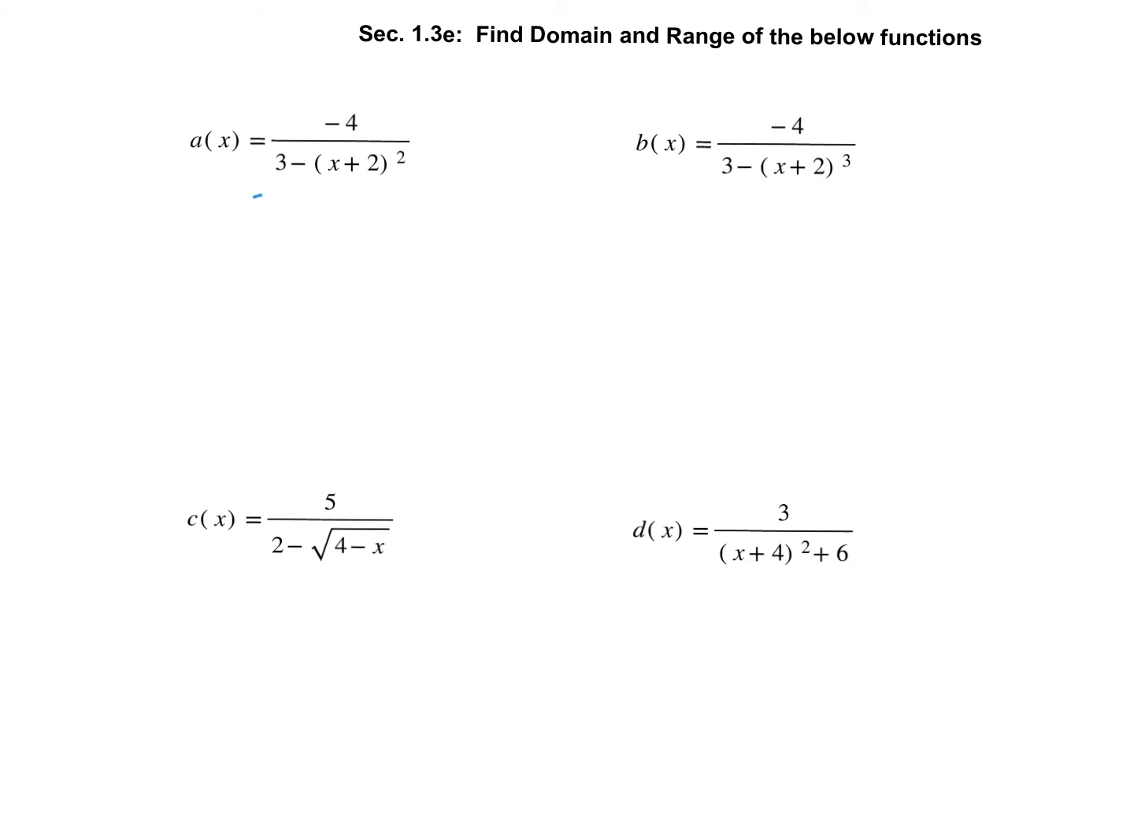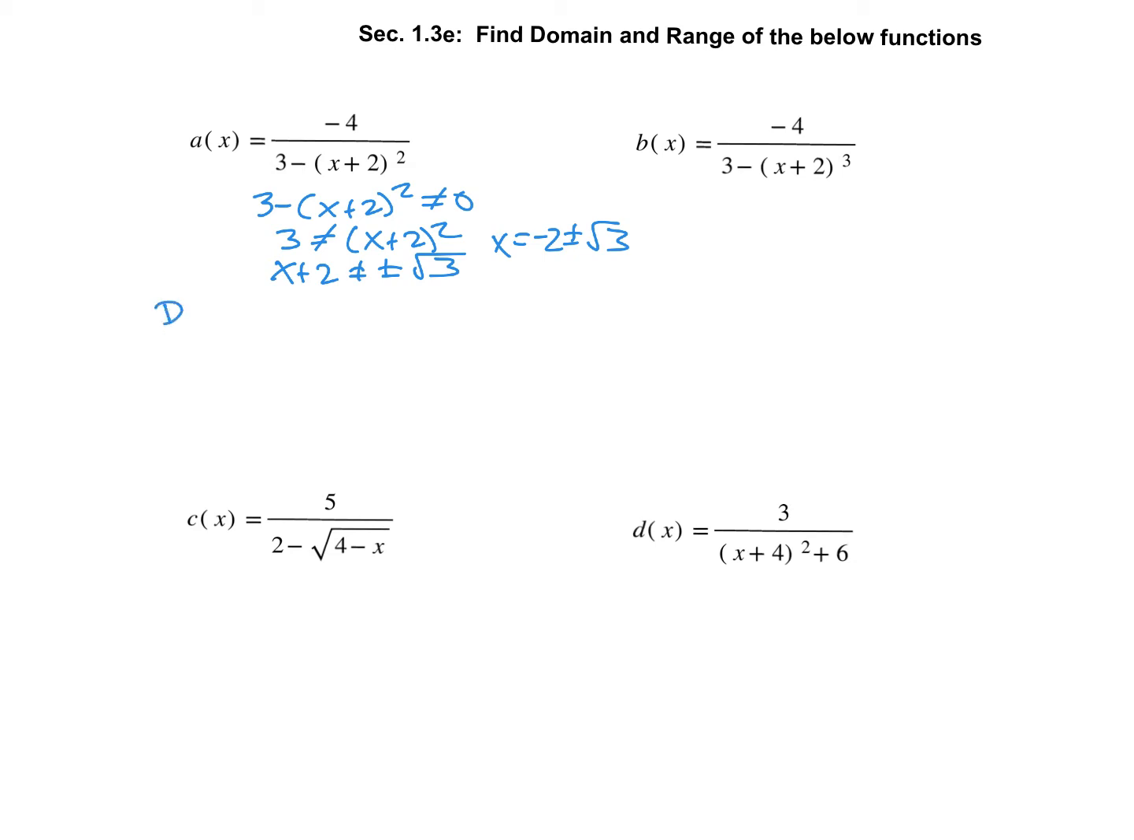So this means that 3 minus (x plus 2) squared cannot be 0. So 3 cannot be (x plus 2) squared. So x plus 2 cannot be plus or minus root 3, or in other words, x cannot be negative 2 plus or minus root 3. So there's two values it can't be for the domain.